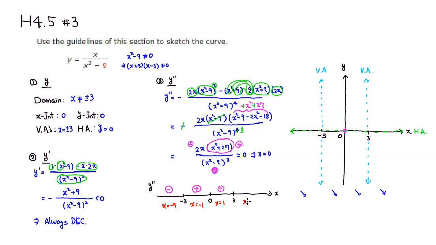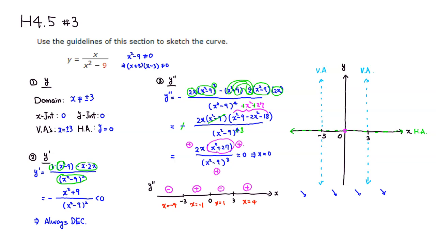If you try x equals 4, sorry, it's kind of hard to see. Maybe I should erase that. All right, erase this and erase that. So this is going to be positive right here, and at 4, it's going to be positive. 16 minus 9 is positive, so everything is positive. So we have that.